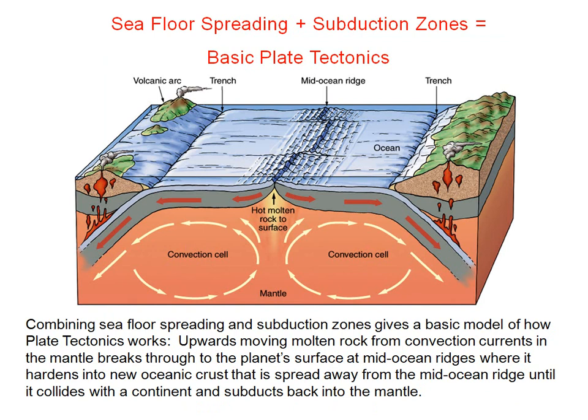Combining seafloor spreading and subduction zones gives us the basic model of how plate tectonics works. Upward moving molten rock from convection currents in the mantle breaks through to the planet's surface at mid-ocean ridges, where it hardens into new oceanic crust that is spread away from the mid-ocean ridge until it collides with a continent and subducts back into the mantle.